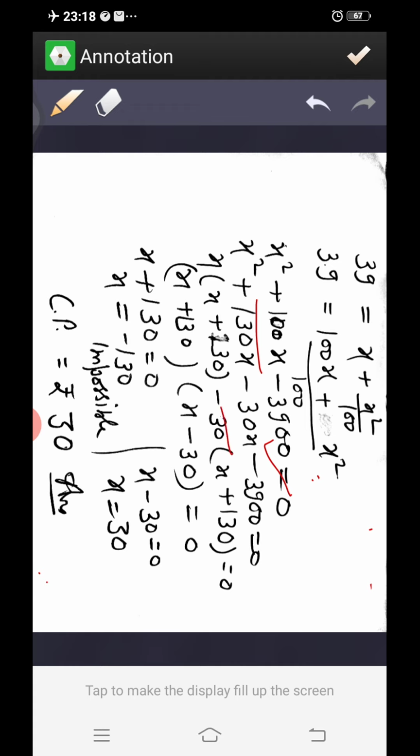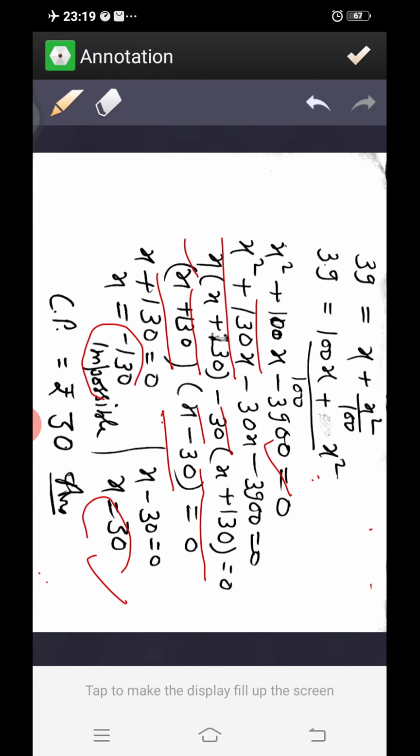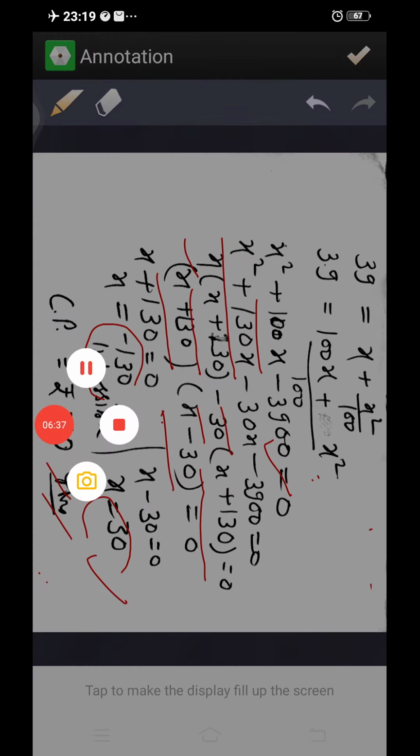Then we take x common in the first two parts, so we get x plus 130, and in the other two we take minus 30 common, again getting x plus 130. Now x plus 130 is common, and in the next bracket we get x minus 30 equal to 0. Then x plus 130 equal to 0 gives x equal to minus 130, and x minus 30 equal to 0 gives x equal to 30. Now this is the cost price, which cannot be negative, so the positive value x equal to 30 will be our cost price, that is the value of x.